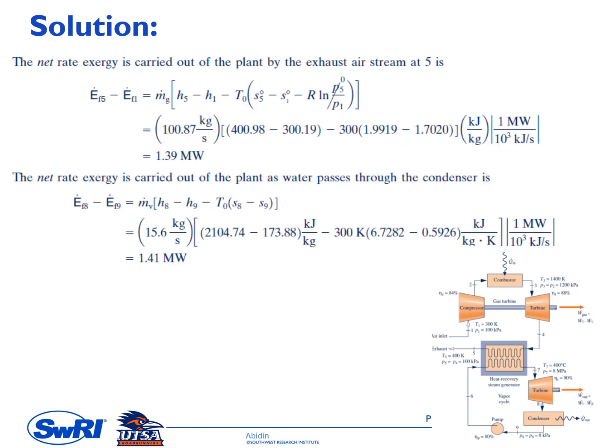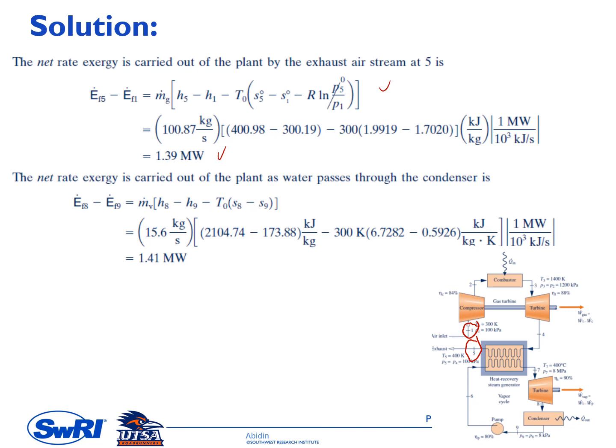And then the next one is the net rate of exergy carried out of the plant by the exhaust air stream at state 5. This is the exergy difference between state 1, which is entering the system, and the exergy that leaves the system at state 5. You can see it is the same formula, but now it is between state 5 and state 1. So the rate of exergy leaving the system is 1.39 megawatt.